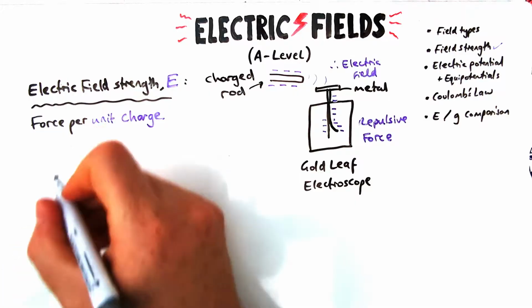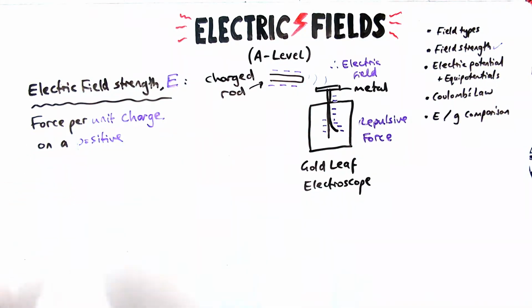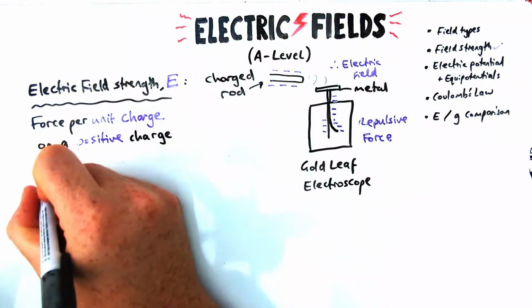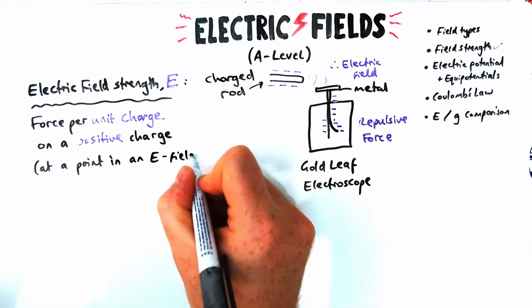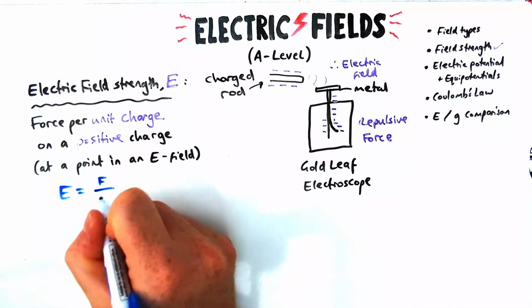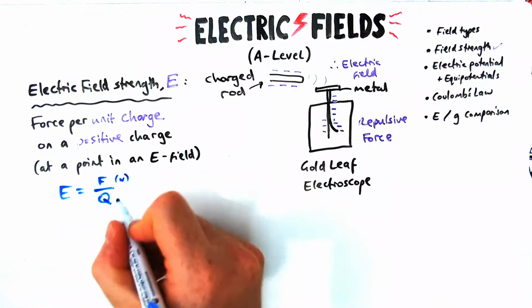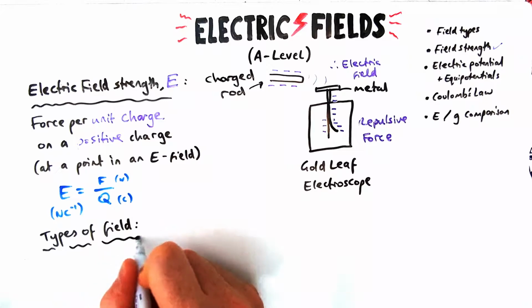It's defined by saying the force per unit charge on a positive charge at a point in an electric field. So we can define this using an equation. Electric field strength, capital E, is equal to F over Q, or force per unit charge, given in newtons per coulomb. Let's have a look next at some different types of field you can get.